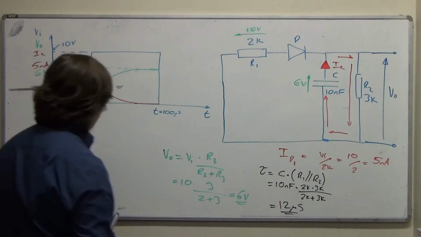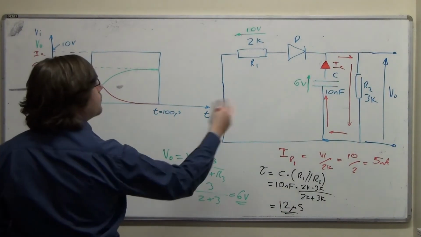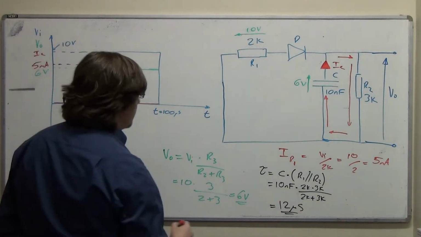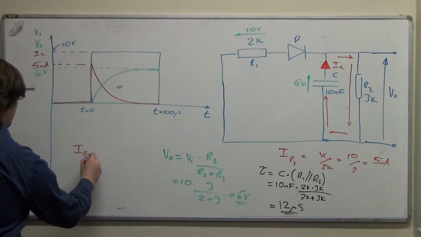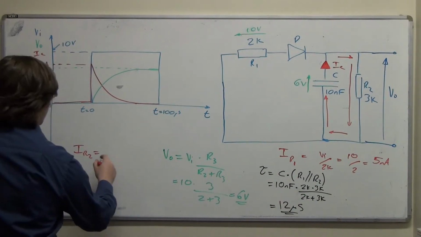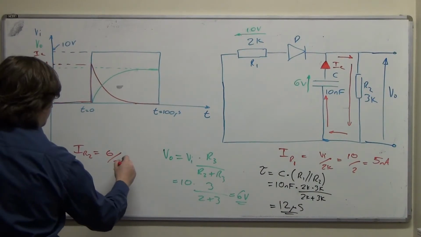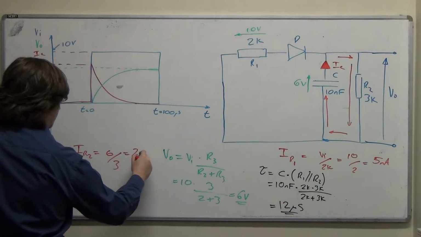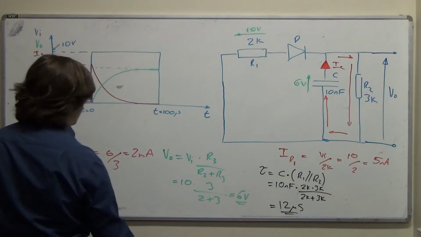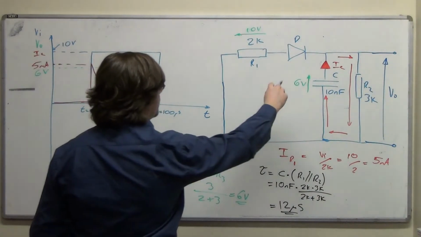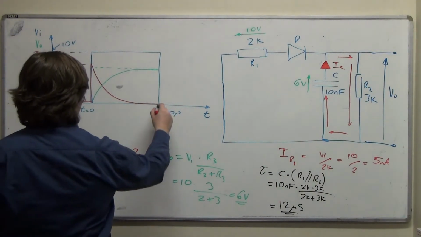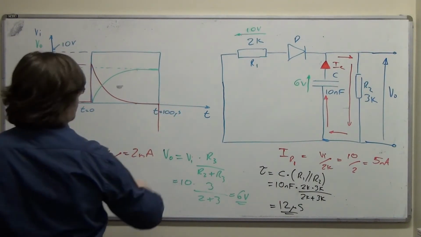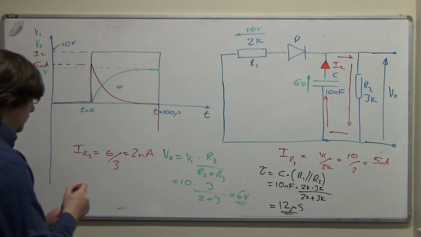So what can we say that current is? Well, IR2 is 6 upon 3 milliamps, which is 2 milliamps. And strictly speaking, it's minus 2 milliamps because we changed the direction of the sign. So if that's 5 milliamps, 2 milliamps probably is about there. And there'll be a new time constant as well.